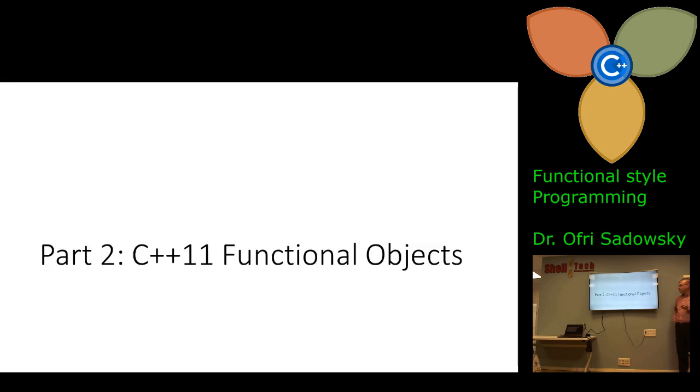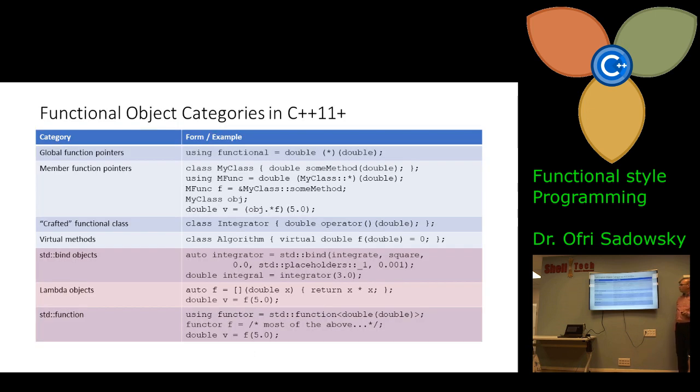Okay, second part, a little bit about what's there in C++11 for functional objects. Again, I suppose some of you are familiar with it, but still worth presenting. So I tried to list all the different functional object categories. We start from the function pointers, the global function pointers that might look something like this, which we already saw. There is another category which I recently began to like, which is member function pointers. These are members in a class like this that you bind to them. I'll explain what bind is very quickly. You bind to them an instance of this class, and then you can invoke them.